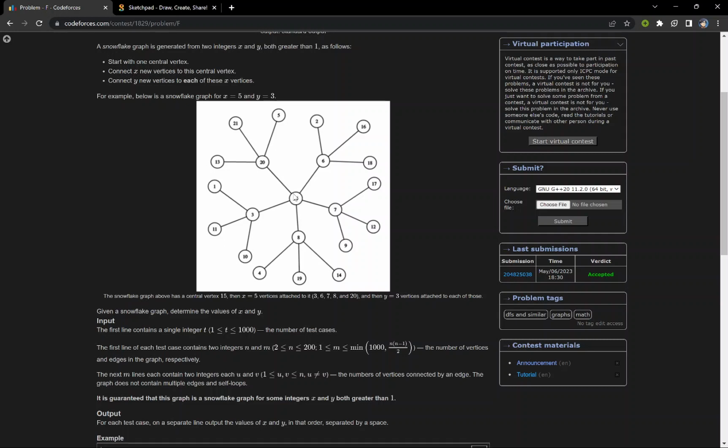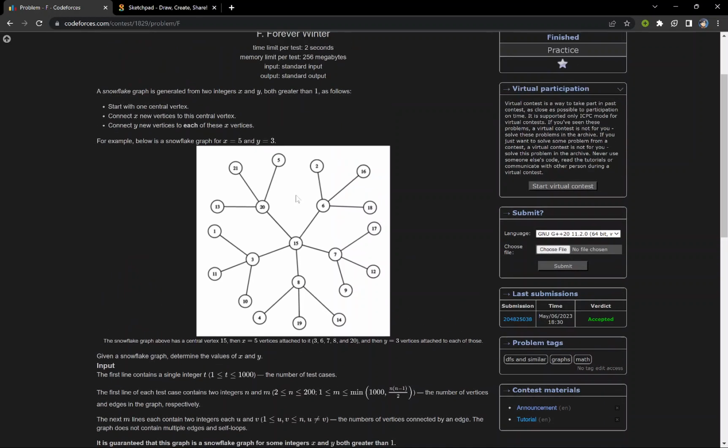For the center vertex there are x neighbors, and for each neighbor there are y neighbors if we exclude the center vertex. So we are given the particular graph, and now we have to find the values of x and y.